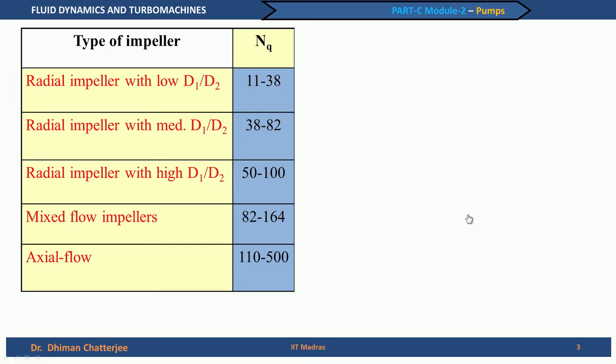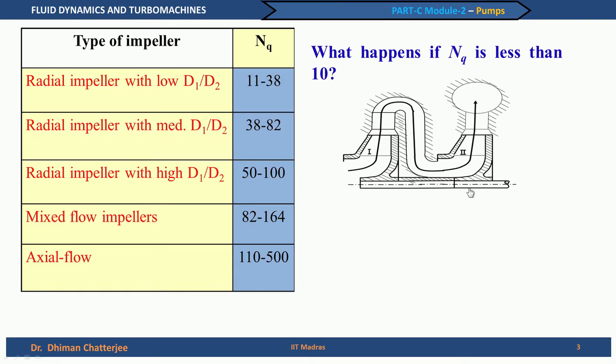You may be inquisitive as to why we do not have any values less than 10. What am I supposed to do if I get NQ for some application less than 10? Well, the answer is like this. The first thing that we can try is to use multi-staging, that is, we can connect two impellers in series and keyed to the same shaft.